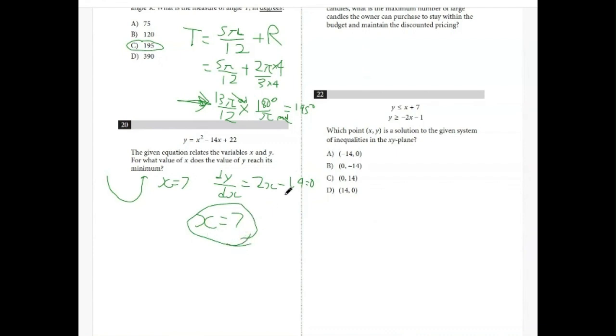I like to use the calculus method here because all you've got to do is take the derivative with respect to x, set it equal to 0, and find out where x is when y is equal to 0.